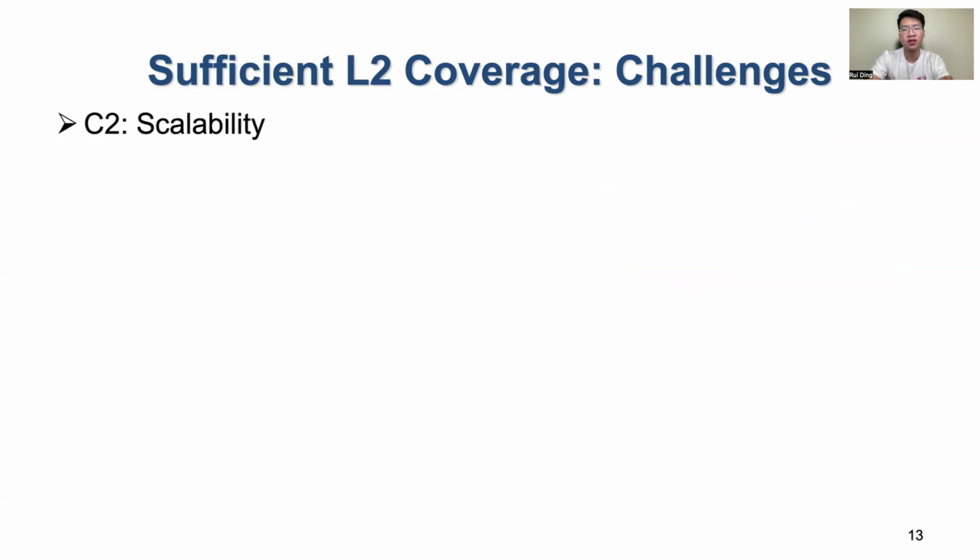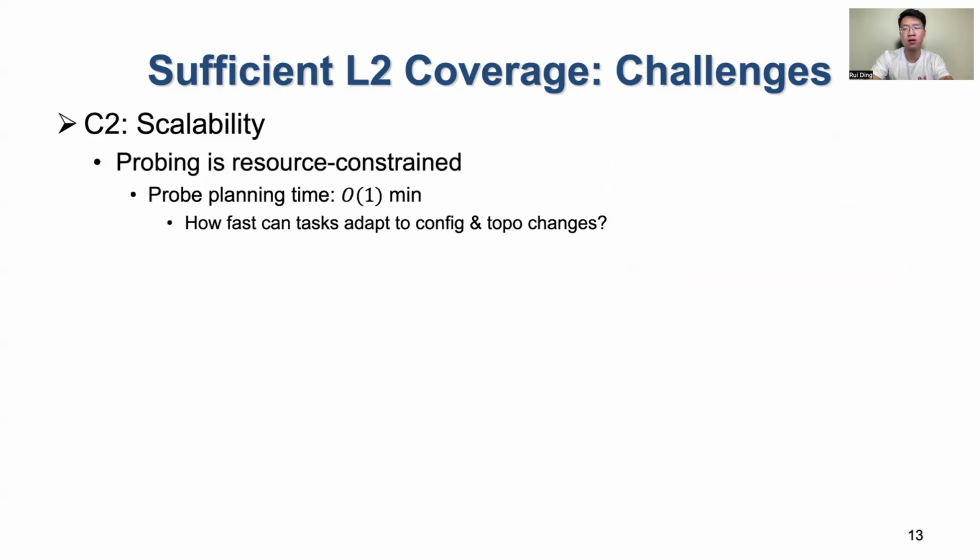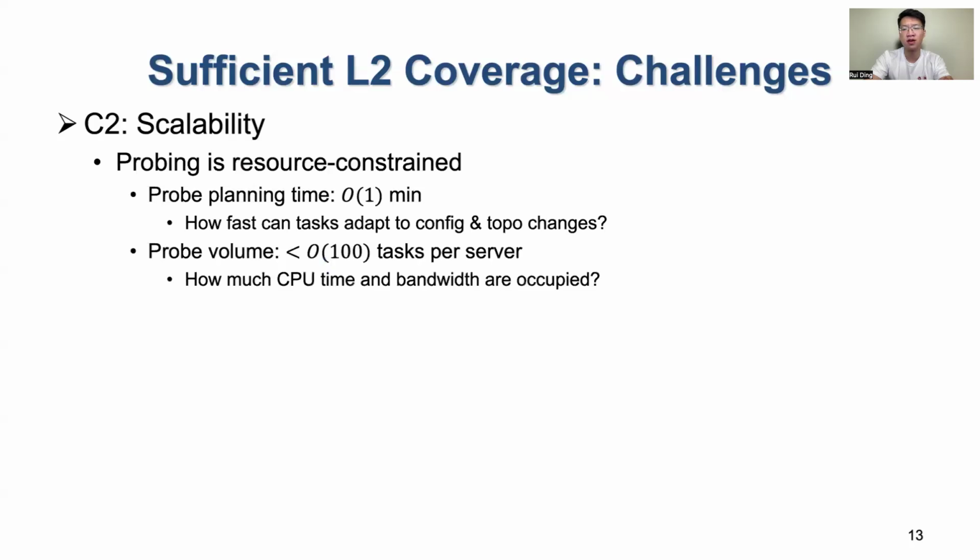The second challenge is scalability. As probing is resource constrained, it is desirable to keep the probe planning time within a few minutes in order to respond to network changes promptly. Moreover, we must ensure a server executes no more than a few hundred tasks due to the tight CPU and NIC budget available to it.